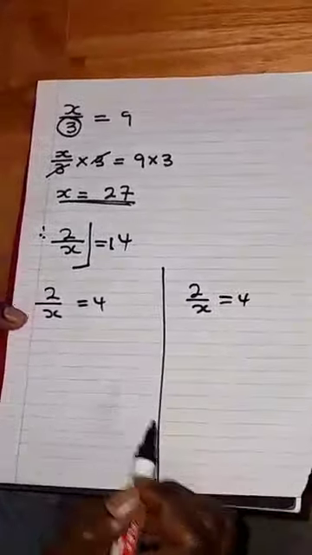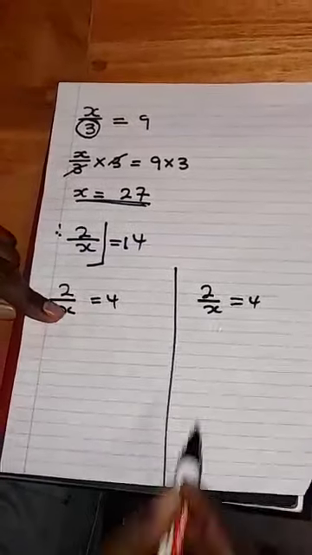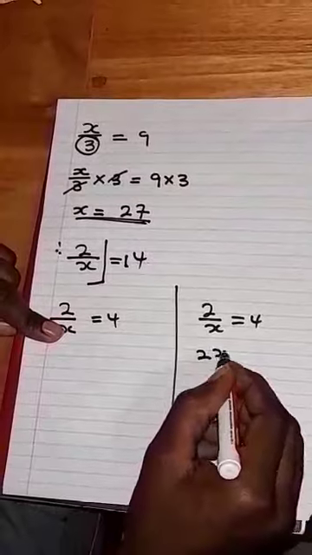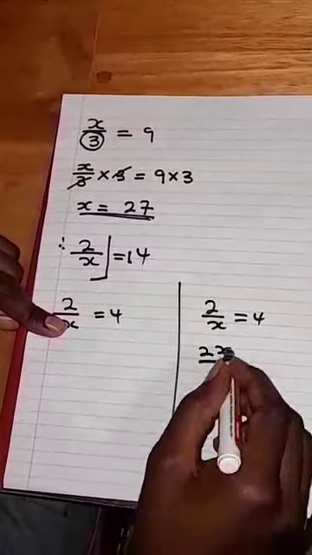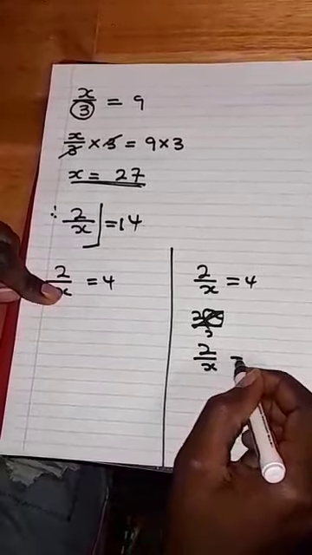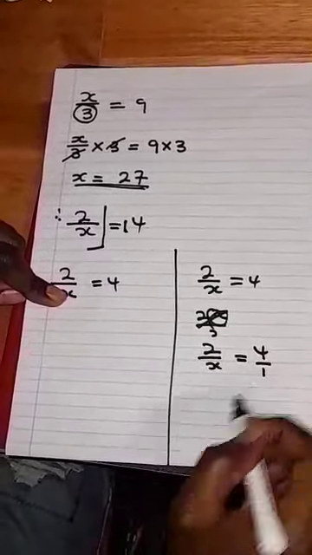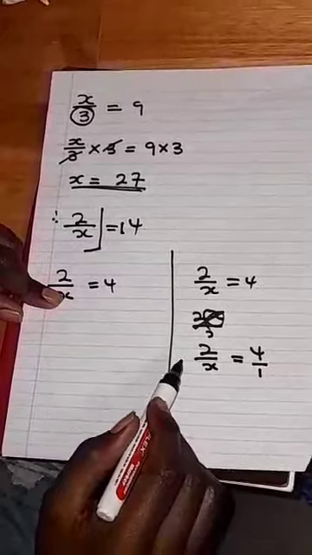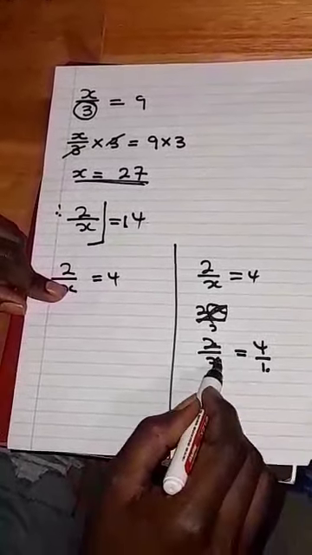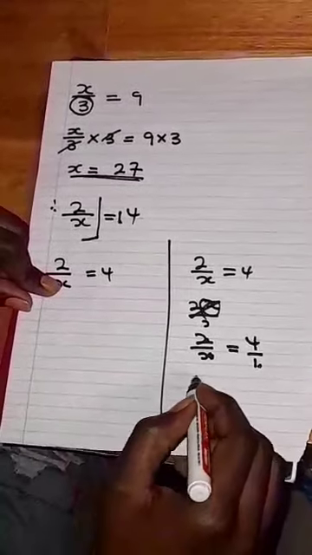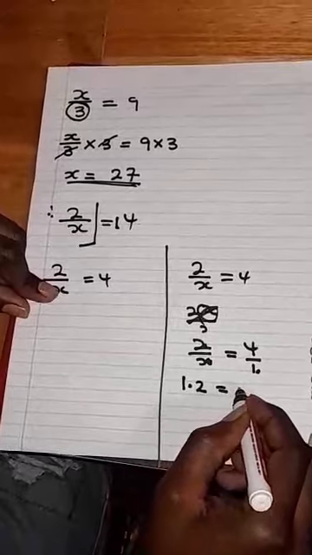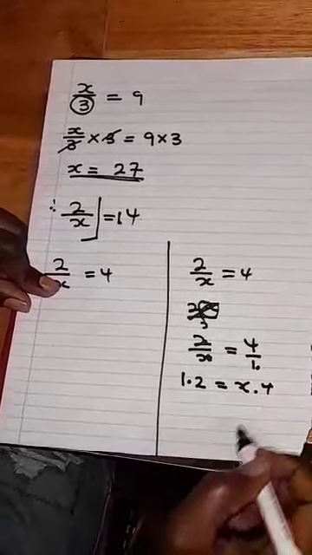The first method: you can make 4 to be a fraction. It becomes 2 divided by x is equal to 4 divided by 1. So which means you will apply the cross multiplication. This 2 will multiply this one, this x will multiply this one. So it becomes 1 multiplied by 2 is equal to x multiplied by 4.